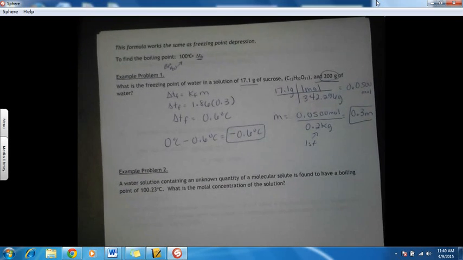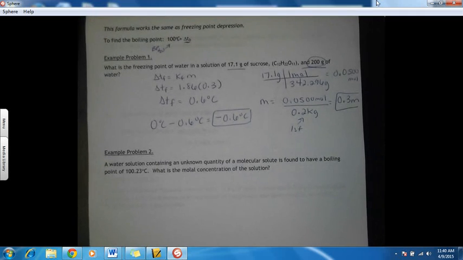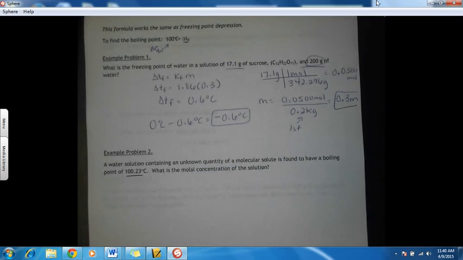And so the new freezing point would be 0 minus, because it's depression, 0.6, so we get a negative 0.6 degrees Celsius as our new freezing point. Okay. Let's look at another problem. A water solution containing an unknown quantity of a molecular solute is found to have a boiling point of 100.23 degrees Celsius. What's the mole concentration?